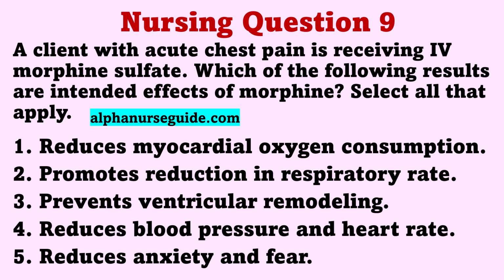The correct answers are 1. Reduces myocardial oxygen consumption, 4. Reduces blood pressure and heart rate, and 5. Reduces anxiety and fear. Morphine sulfate acts as an analgesic and sedative. It also reduces myocardial oxygen consumption, blood pressure, and heart rate. Morphine also reduces anxiety and fear due to its sedative effects and by slowing the heart rate. It can depress respirations. However, such an effect may lead to hypoxia, which should be avoided in the treatment of chest pain. Angiotensin-converting enzyme inhibitor drugs, not morphine, may help to prevent ventricular remodeling.